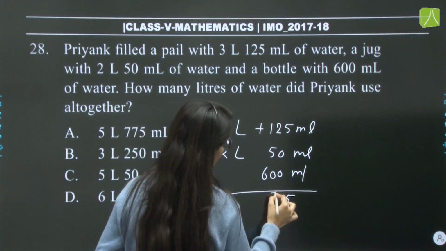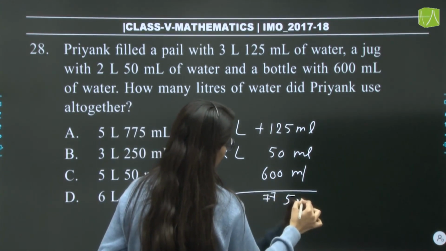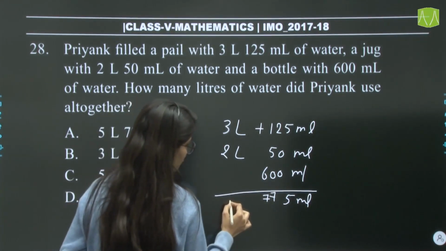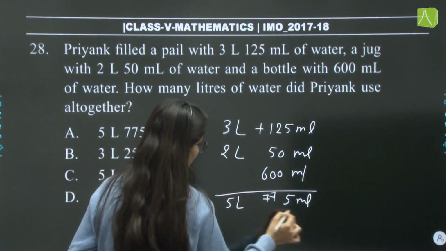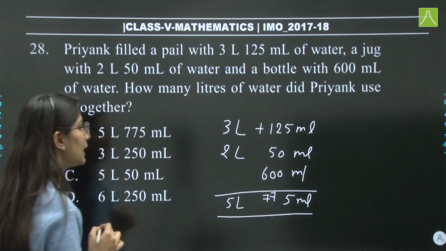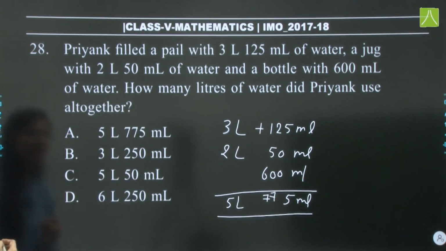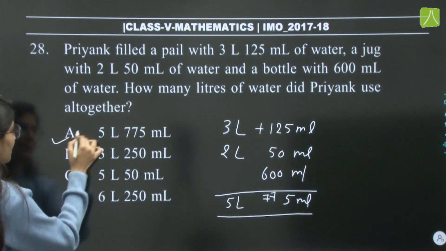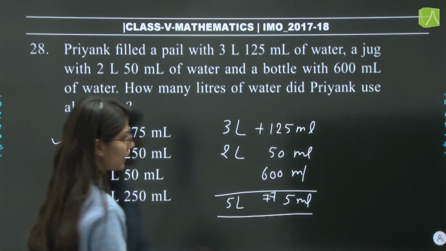It's 775 in milliliter and in liter this will be 3 plus 2, this will be 5 liter. So the answer altogether he used 5 liters 775 milliliter, which is option A. So now let's move to the next question.